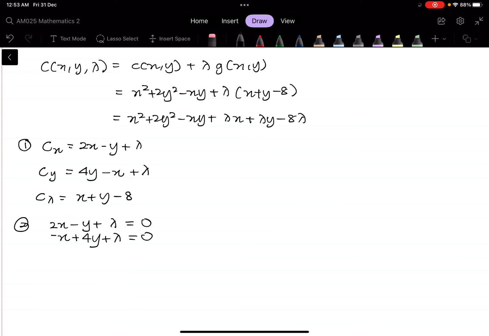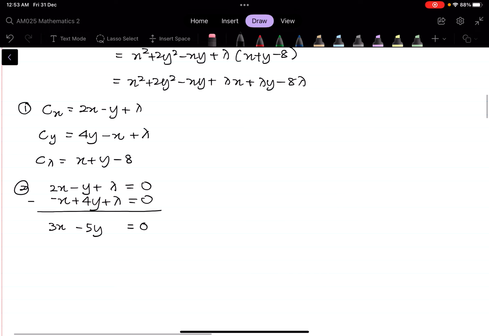So that will be easier when we subtract these two equations, right? If we subtract, 2x minus negative x, we get 3x. Negative y minus 4y is negative 5y. Lambda minus lambda is 0, and 0 minus 0 is of course 0. So it is easier if we get rid of the lambda first, right?